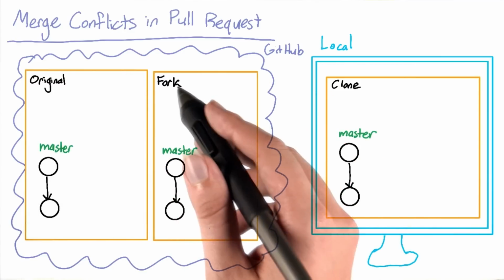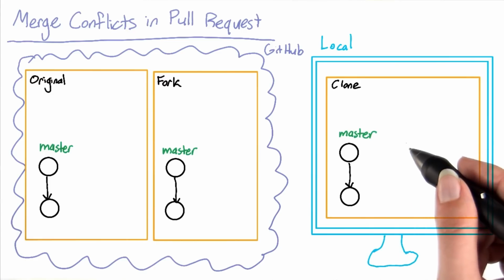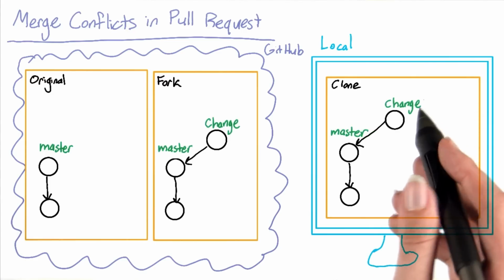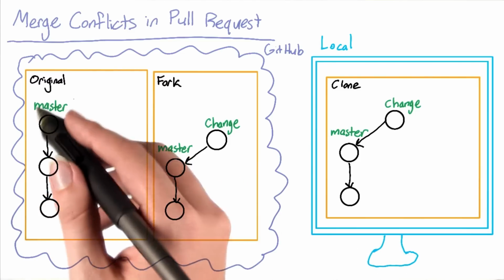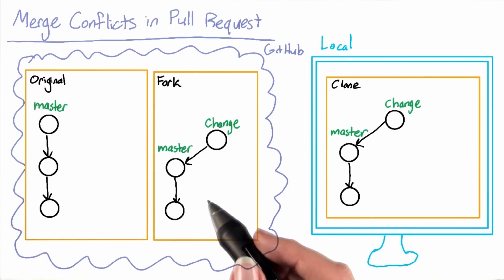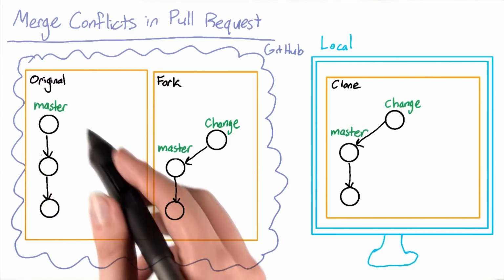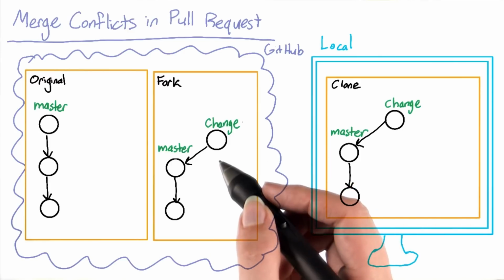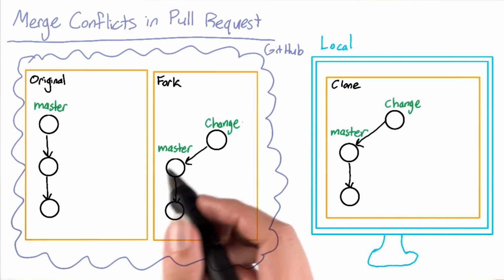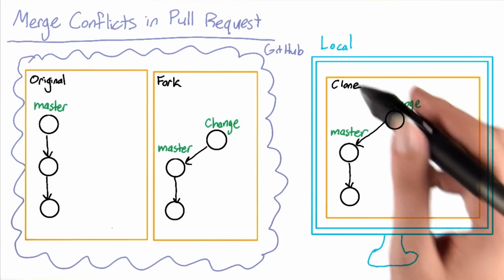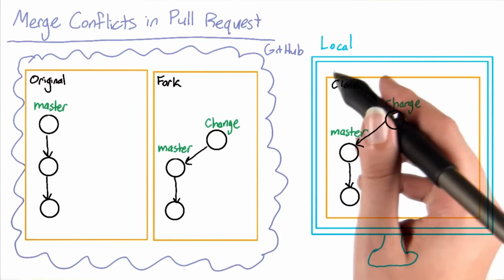Suppose you fork the original repository on GitHub, clone your fork, then make a change in a new branch, and push that change to your fork. In the meantime, someone else changes the original repository on GitHub. If there are merge conflicts between their change and your change, then your pull request will not be able to be automatically merged. Since there's no way to resolve merge conflicts on the GitHub site, you'll need to resolve the conflicts within the clone on your computer.